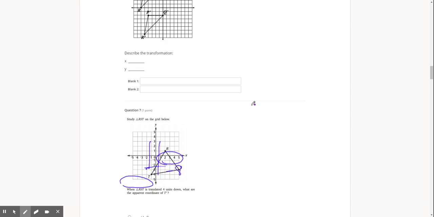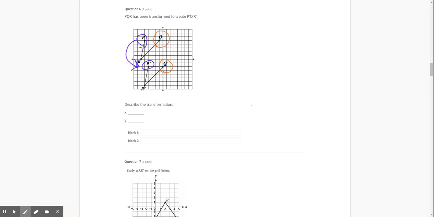Start with the one with the tick mark? Without the tick mark. So you're going to go from Q to Q prime. So you're going to go down 7 and right 1. Down 7 is the Y, and right 1, that's the X. You're welcome.